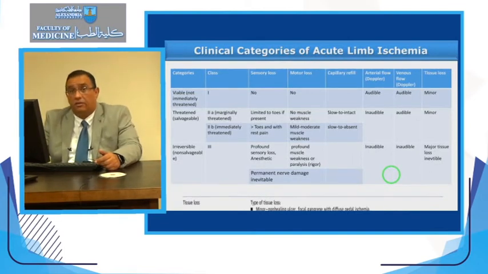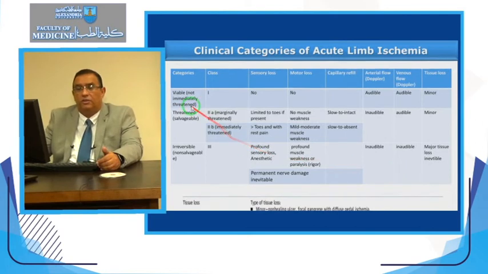Like the clinical categories of chronic ischemia, we have clinical categories for acute limb ischemia, and this is very important for the management. How to deal with this patient? How can we treat this patient? Can we treat by revascularization, or can it be medical treatment, or can it be more aggressive, doing amputation from the start in order to save the life of the patient rather than the limb?